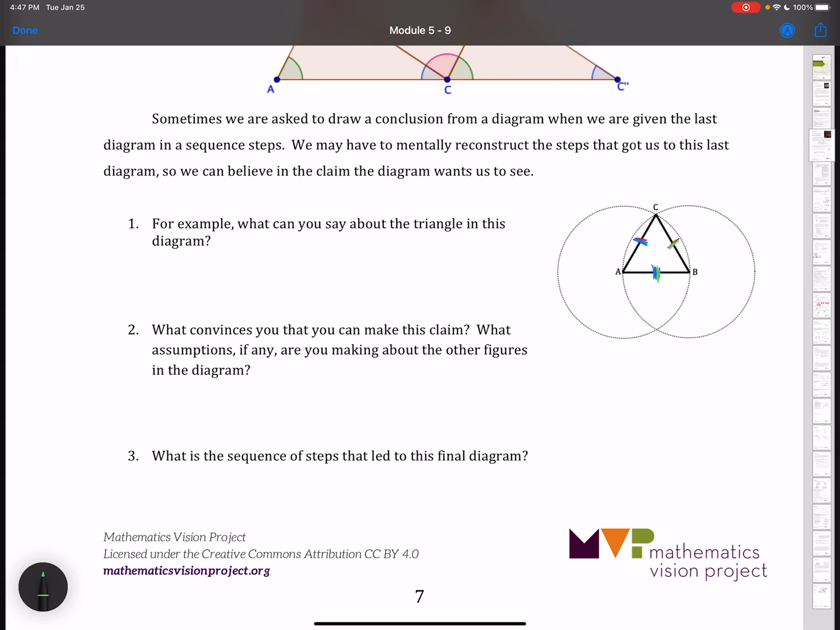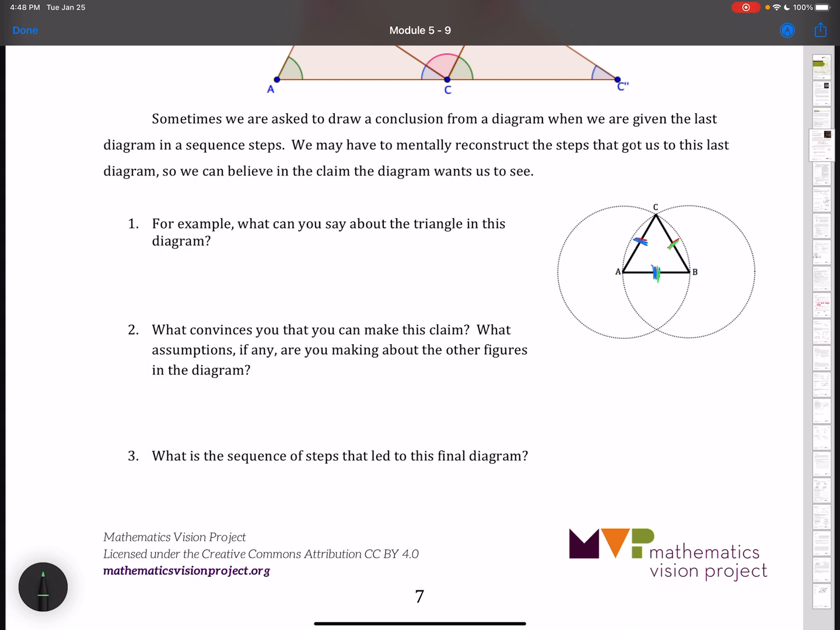Now, if AC is congruent to AB and AB is congruent to CB, the transitive property of congruence must state then that AC is also congruent to BC. So all of those three sides of that triangle are congruent, which makes it an equilateral triangle. So what convinces us that we can make that claim? What assumptions, if any, are you making about the other figures in the diagram? That kind of is what I just talked through right there, is that those radii are all congruent, meaning that the sides are all congruent.